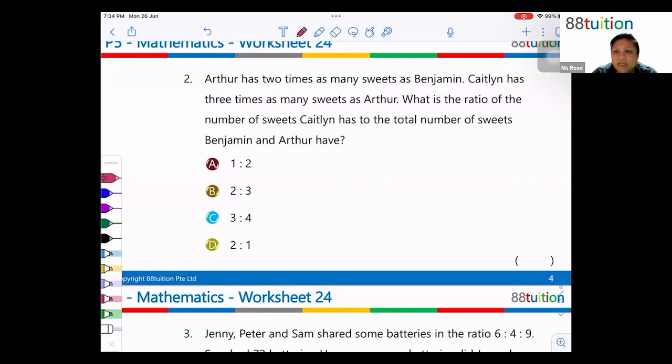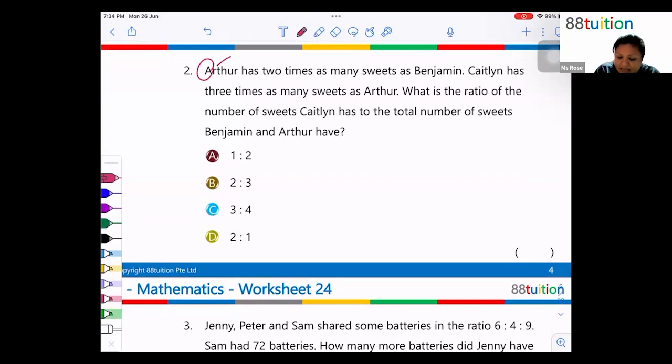Actually, 2 of you. Now for question 2, it says here Arthur has 2 times as many sweets as Benjamin. So that means Arthur compared to Benjamin, Arthur has 2 times as many sweets as Benjamin. Now it says here Caitlin has 3 times as many sweets as Arthur. So between Caitlin and Arthur, Caitlin has 3 times Arthur.